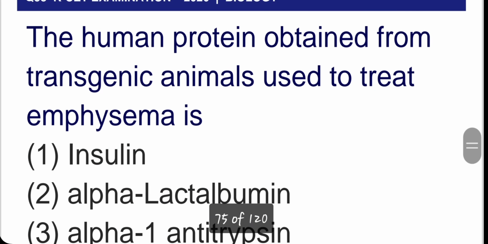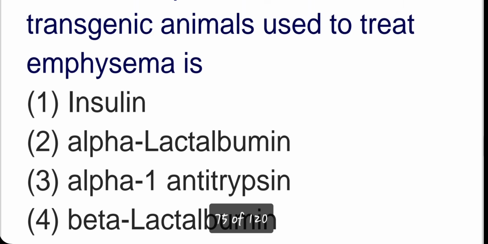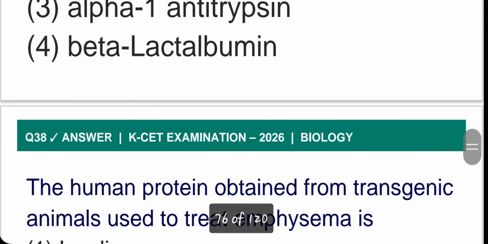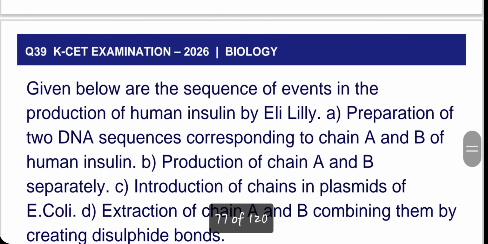The human protein obtained from transgenic animals used to treat emphysema is alpha-1 antitrypsin. So, smoker's lung, it is used to treat. Alpha-1 emphysema is treated by alpha-1 antitrypsin.